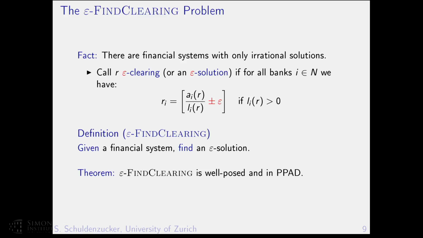And now the search problem we're interested in is what we call epsilon-fine clearing. Given a financial system, find an epsilon solution. And we can prove that this is actually a well-posed problem. So this thing here actually always exists, of course, and also is not too long. So it's polynomially long and is in PPAD. This is by finding a Lipschitz constant on this quotient.